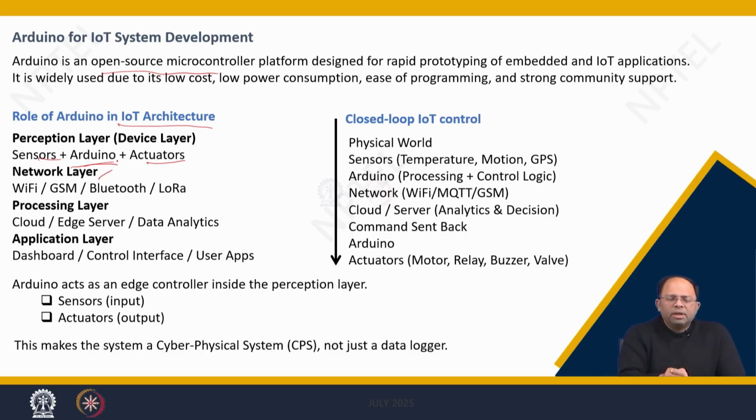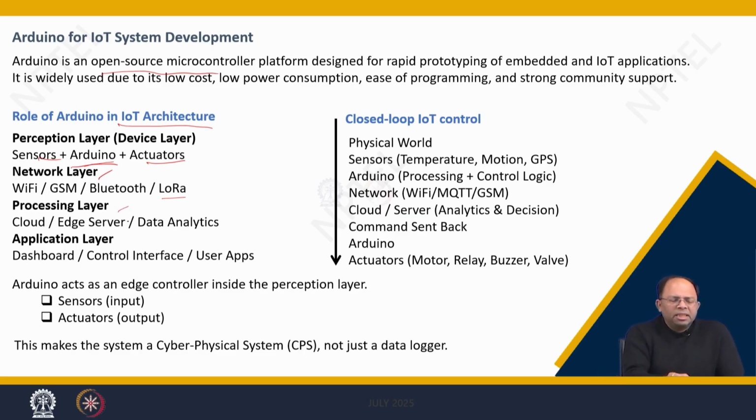Then of course there is a network layer. So I may have to connect a Wi-Fi module or GSM module or a Bluetooth module or a LoRa module along with this particular platform, right? So it is not inbuilt, but we can add that. And in some of these versions there may be an inbuilt Bluetooth module as well in this particular platform.